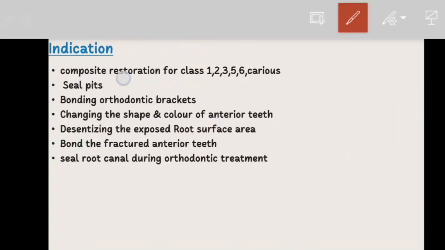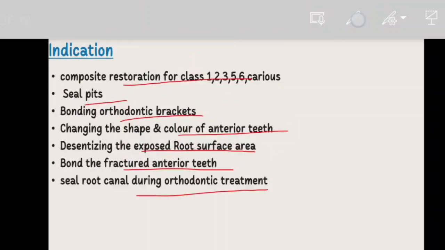Now the indications of the dentine bonding agent. Dentine bonding agent is used in composite restoration for class 1, 2nd, 3rd, 5th and 6th, in pit and fissure sealant, in bonding the orthodontic brackets, changing shape and color of the anterior teeth, desensitizing exposed root surface, in bonding fractured anterior teeth, and it is also used for sealing the root surface during orthodontic treatment. So these are the indications of the dentine bonding agent.